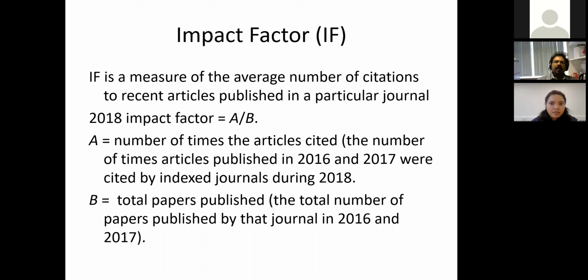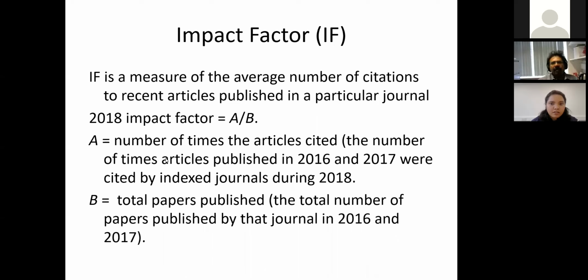For example, how do you calculate the impact factor? This is the calculation of the 2018 impact factor, A over B. So A is the number of times the articles were cited, and B is the total number of papers published in 2016 and 2017. When you calculate the impact factor of 2018, you consider the number of papers from 2016 and 2017, and those were cited and indexed by journals during 2018.